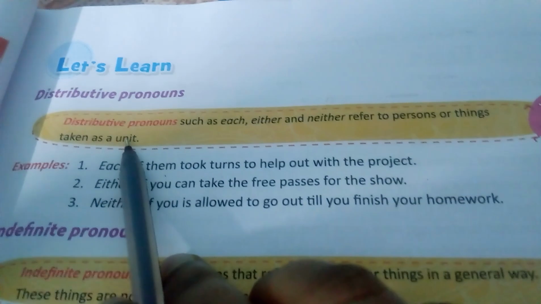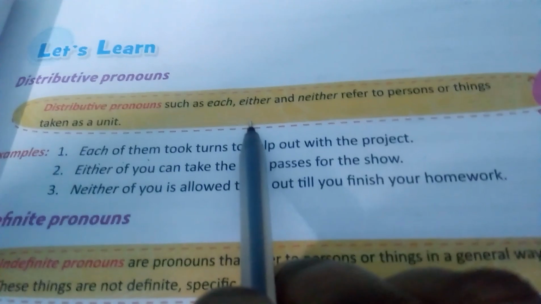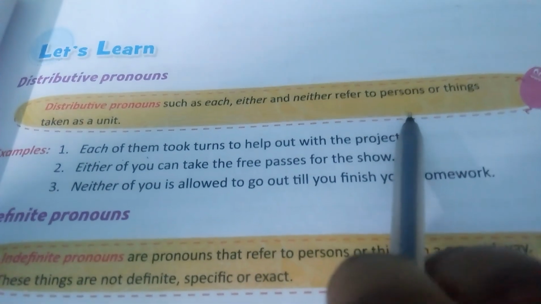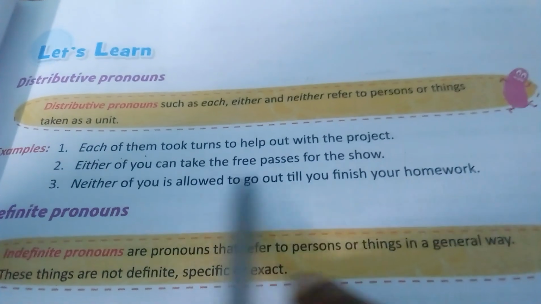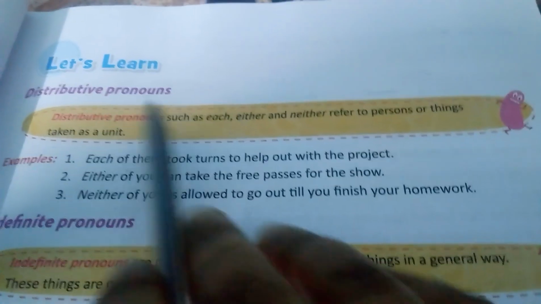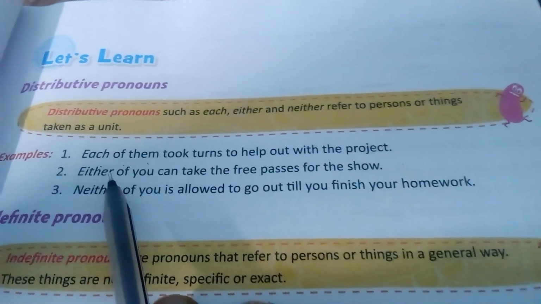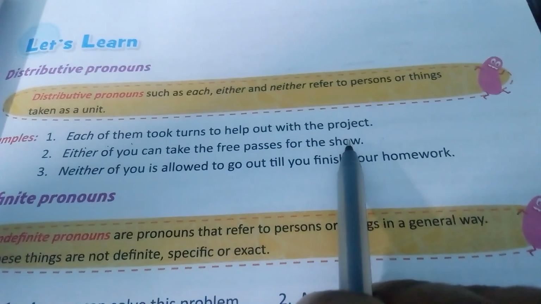Coming up next here we have got distributive pronoun. What is a distributive pronoun? Distributive pronouns such as each, either, neither refer to persons or things taken as a unit. There are many people standing in a place. If we take them as a unit, we use distributive pronouns such as each one of them took turns to help out with the project.